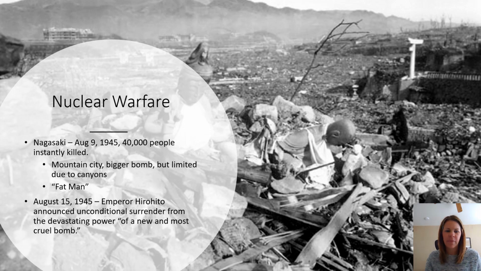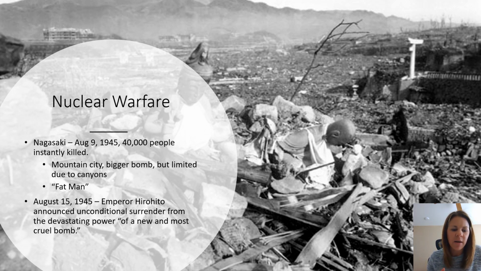All right. Okay, so Nagasaki happens on August 9th, 1945. 40,000 people are instantly killed. The reason, even though it was a bigger bomb named Fat Man, that it didn't have as much devastation, was because it's a mountainous city and it was limited in its ability to expand due to the canyons.